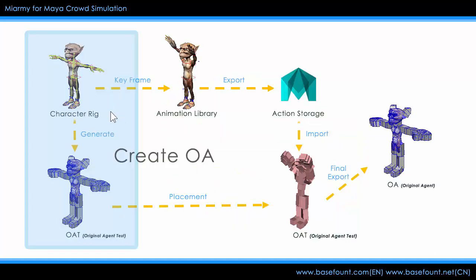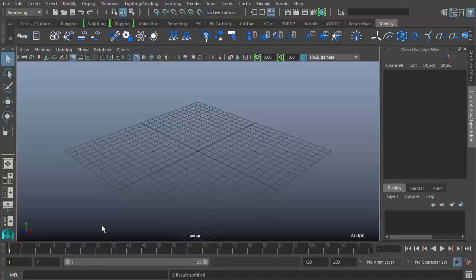So in our first video, we are going to talk about how to convert your character rig to the original agent of the Miarmy. And then we store that file to the original agent test file. This is not our final original agent. It's kind of a middle file, the original agent test file. So let's get started. Let's open our Maya.